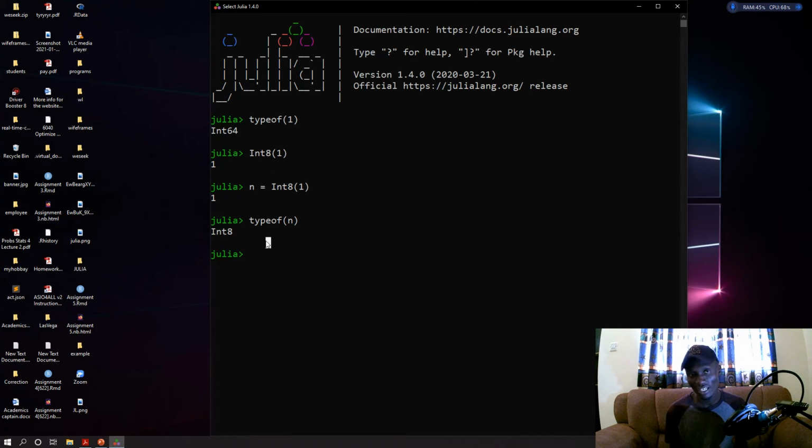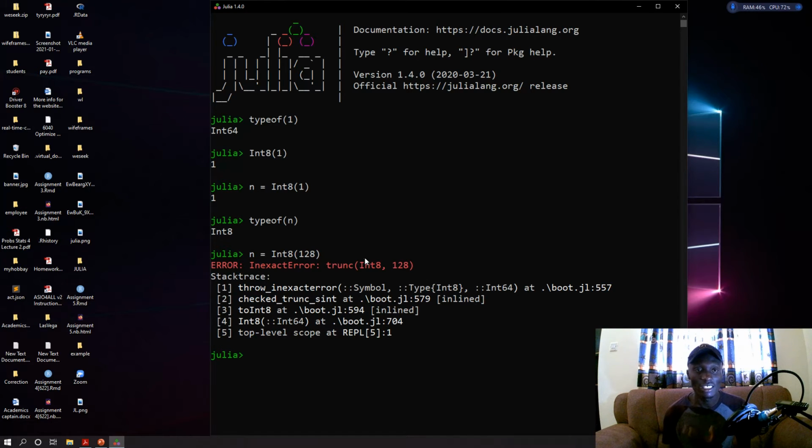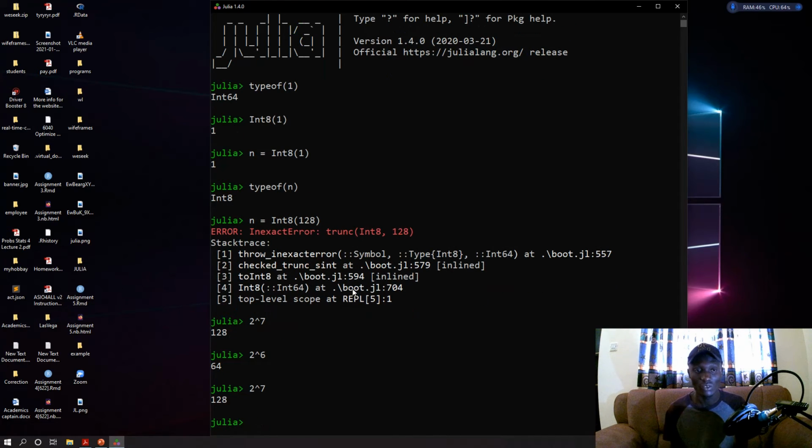So what if we tried converting something like 128? You see we get an error because this number has already exceeded the maximum size of the type. The expected maximum for Int8 is 2 to the power 7 minus 1, which is 127.